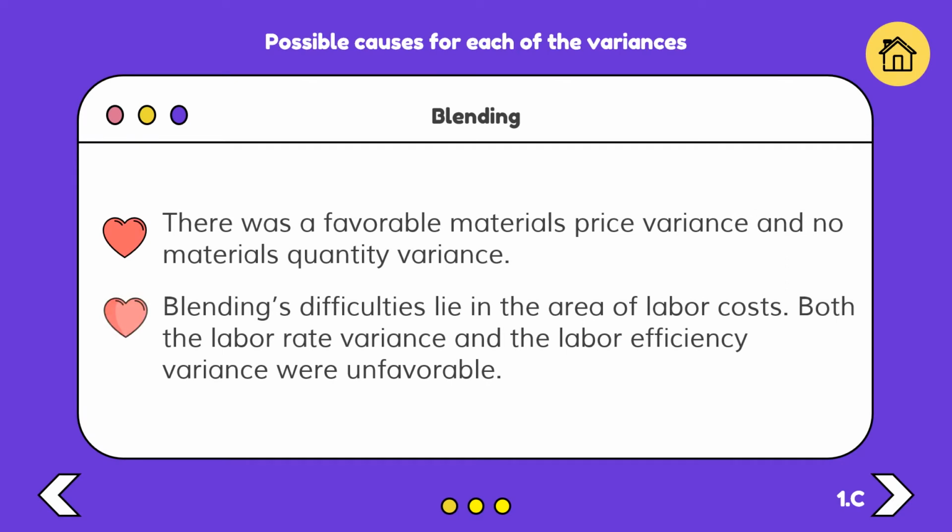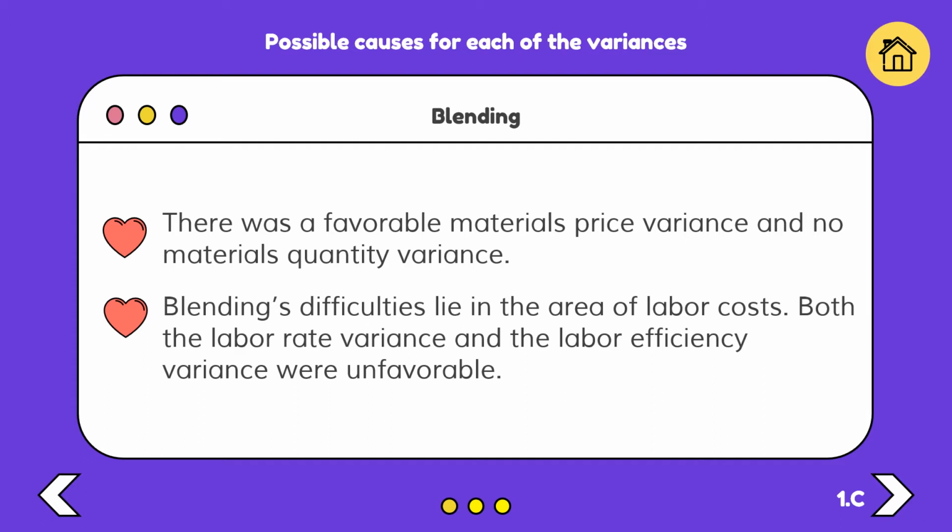In blending, there was a favorable materials price variance and no materials quantity variance. This indicates that they were able to use less expensive materials than budgeted for, while maintaining good control over materials usage. It is also possible that the price of materials of the quality that they had budgeted has declined.